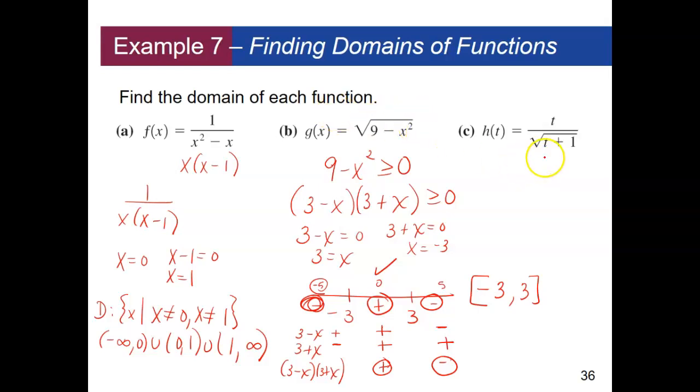Okay, the last one over here, I've got a combination of a denominator and a radical, so I want to take what's underneath the radical here and make sure that it's positive. So I'm going to do t plus 1 is greater than or equal to 0. So t has to be greater than or equal to -1. The only problem is if I put -1 in here, I actually get division by 0. So I'm going to have to do away with that part and just say t is greater than -1. So I'll do -1 to infinity. And that would be my domain.